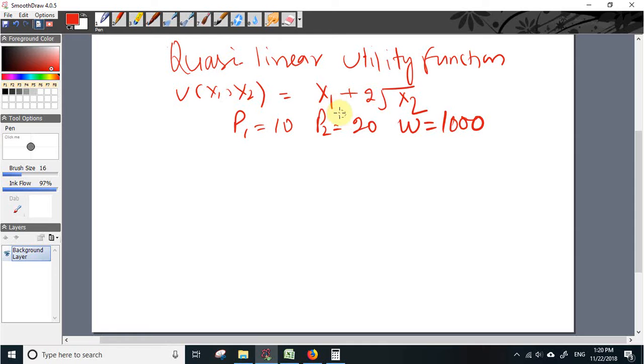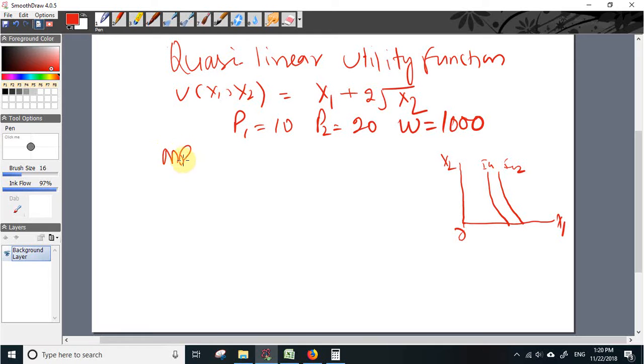We know that in the case of a quasi-linear utility function which is linear in x1, the indifference curves will look something like almost vertical lines. So the indifference curve will look like this: indifference curve 1, indifference curve 2. There will still be a tangent solution.